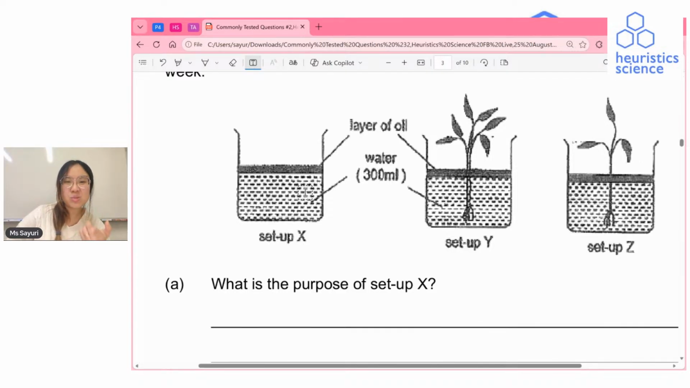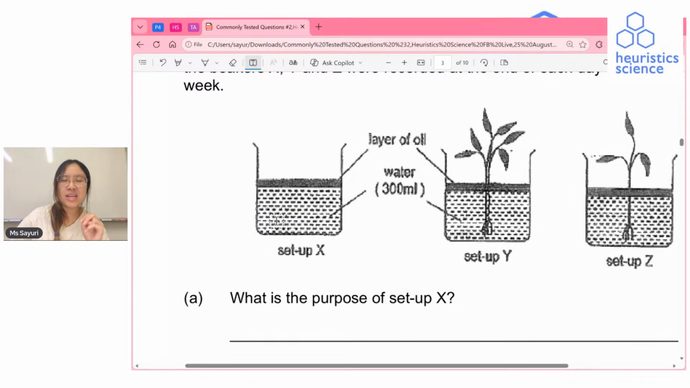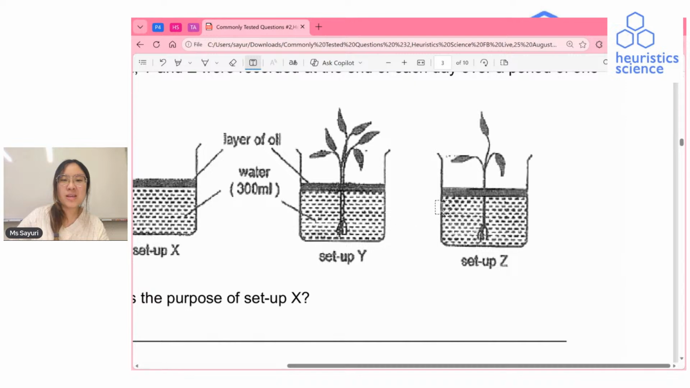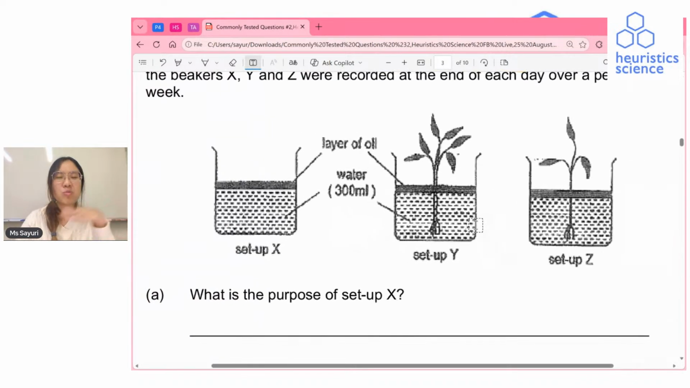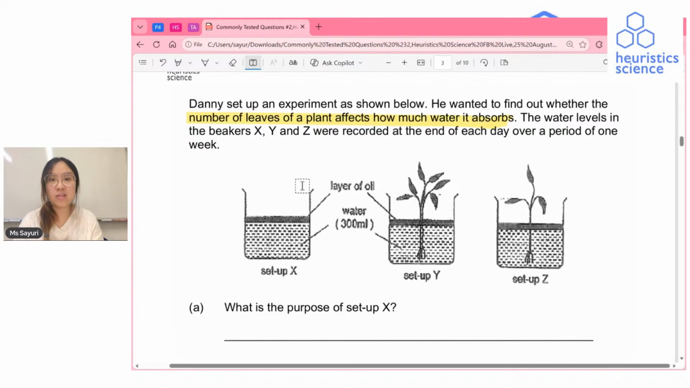Now, if this experiment didn't have a layer of oil, then X would be even more important because if they all evaporate the same way, in the same place, same exposed surface area, same amount of wind, if there's no layer of oil, then X will provide that baseline. If let's say X lost 20 ml of water, you'll know that that 20 ml of water did not get absorbed by the plant. But anyway, this one they prevented that by adding a layer of oil. So this actually shows that it is 300 and nothing but 300 even after the end of the experiment.